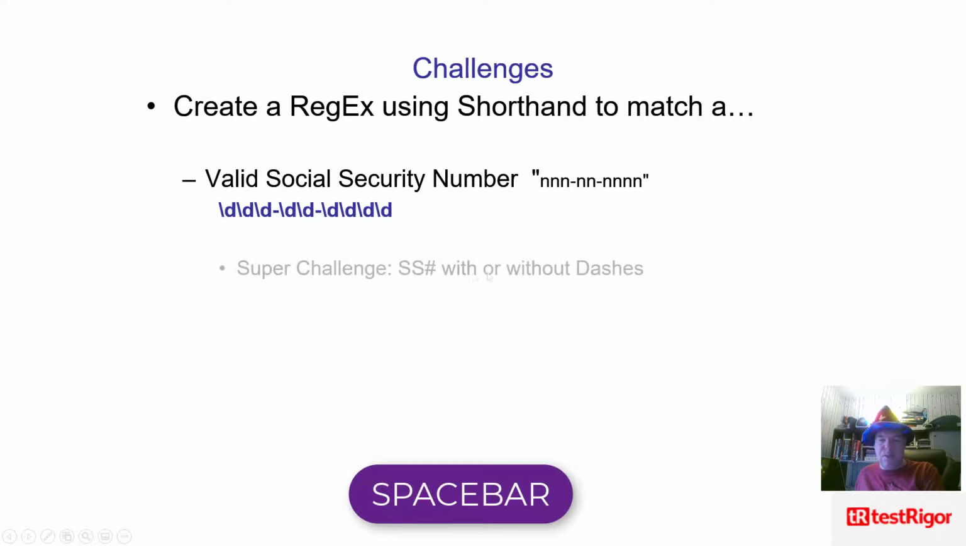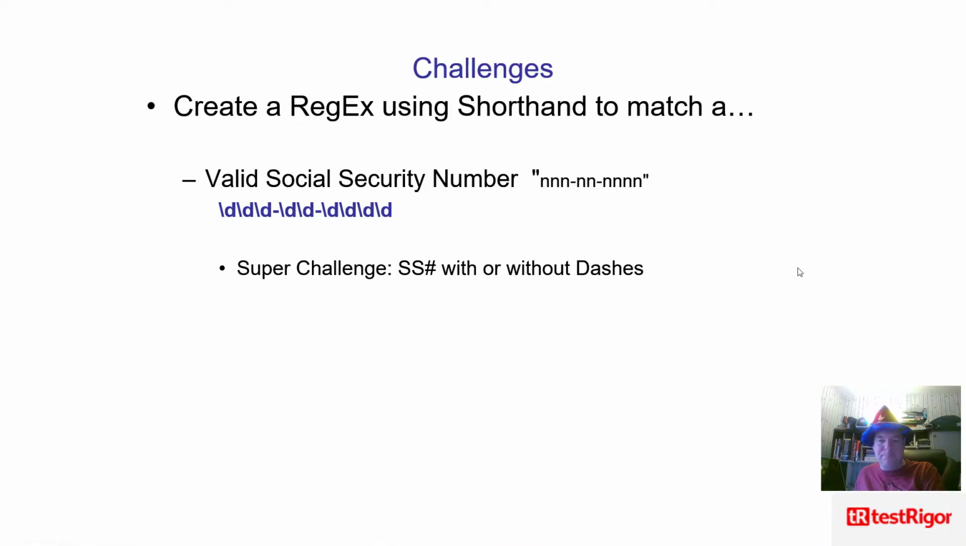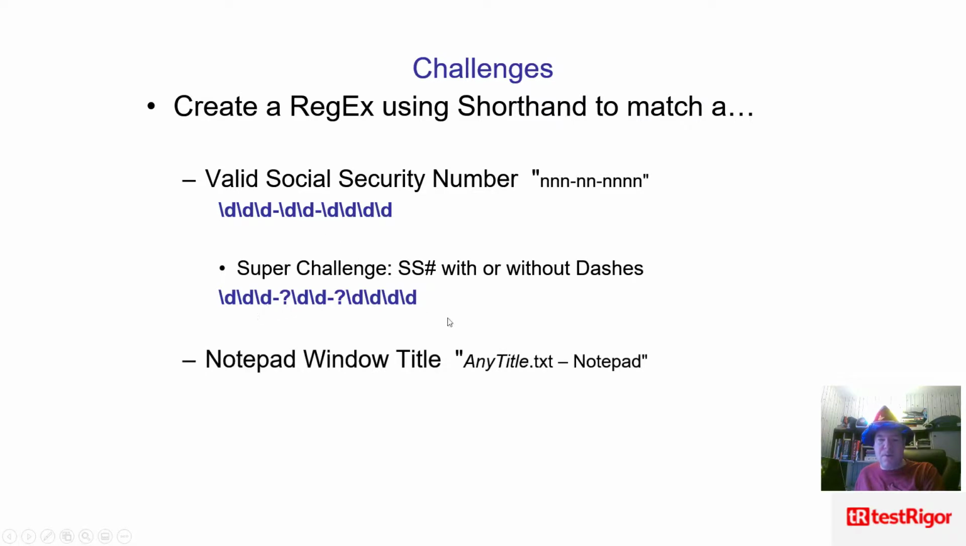Okay, super challenge. Social security number with or without those dashes. Spacebar time. All right, the answer to this one is, well, we're going to have a question mark that says, hey, I want to either see a dash or not a dash after each one of these. So this will match both a social security number with or without dashes in them.